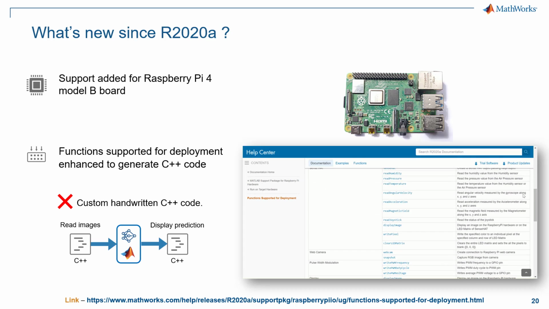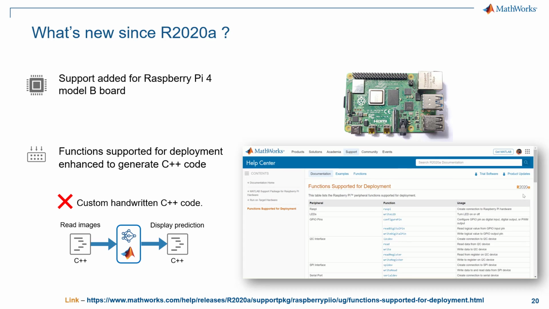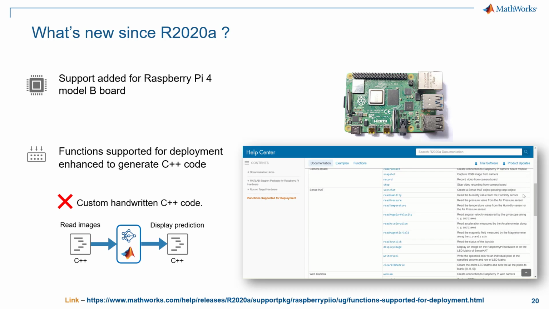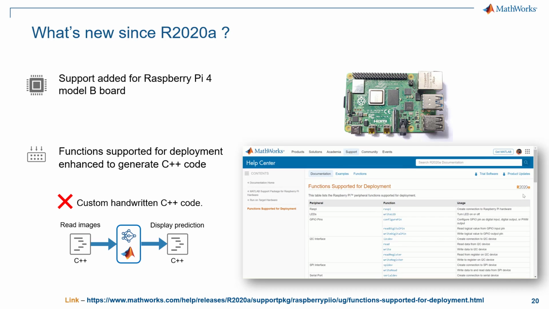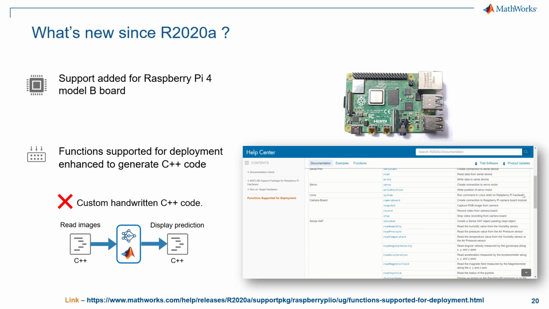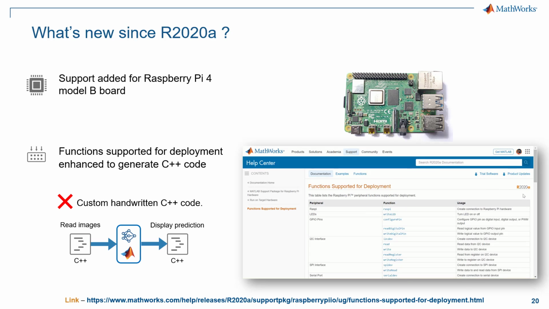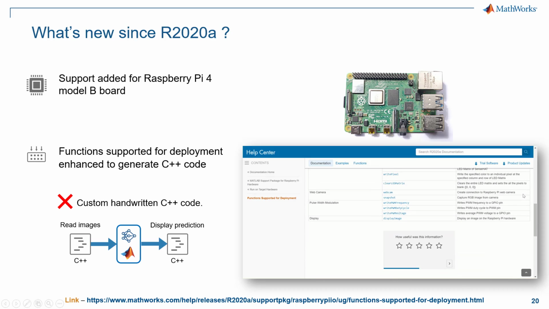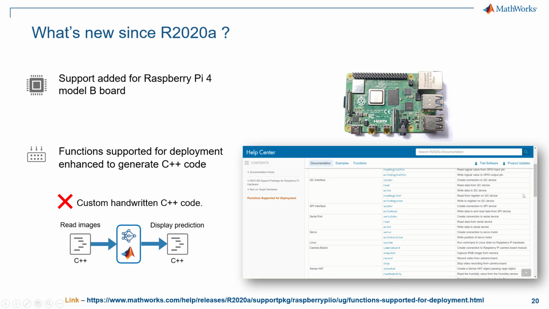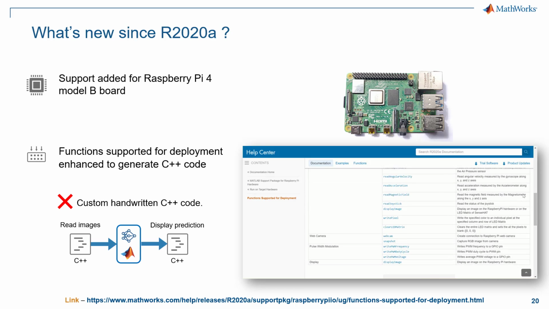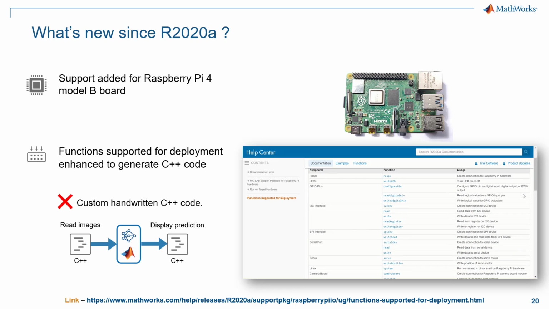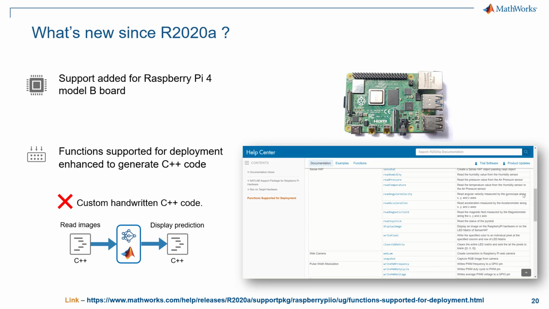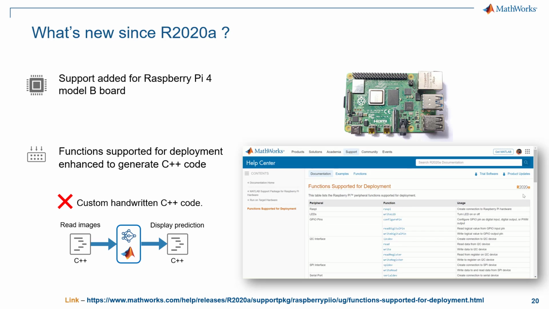Earlier, one had to write custom C++ code to talk to the deep neural networks running on the Raspberry Pi. These were required in order to acquire images from the camera and overlay them with the prediction values. But now, the Raspberry Pi functions in MATLAB responsible for this can be directly converted into C++ code and can be used on the Pi. This is an important step since it saves a lot of time and effort that goes into writing custom code.